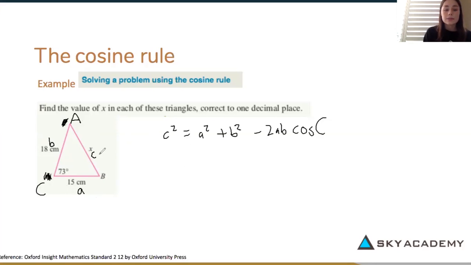Because I know that I need to find C squared, so I need to find C, which is x, and I need angle C to be in my diagram. So now I need to check that I have two sides, because this is what the cosine rule is, two sides and an included angle.